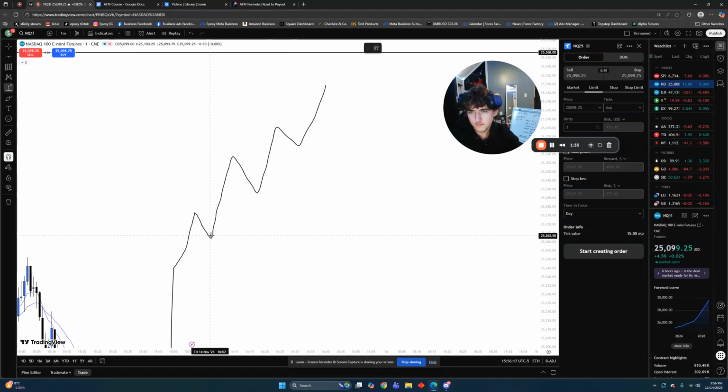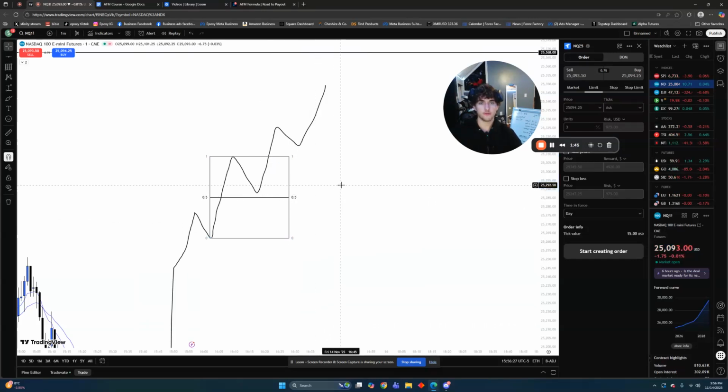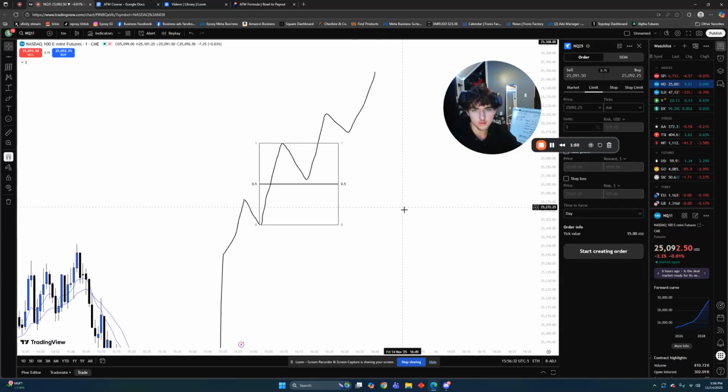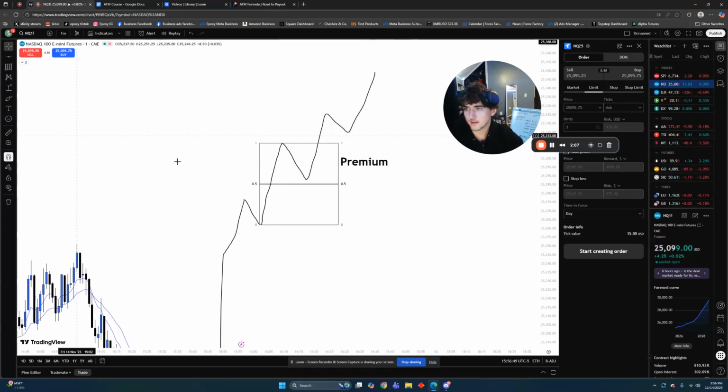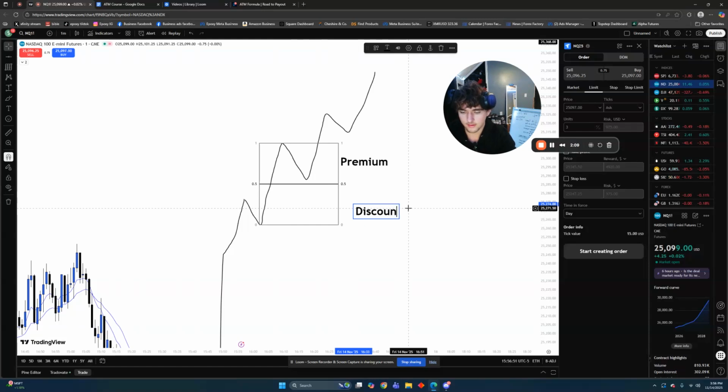Equilibrium is the range from the low of that one move to the high. So the equilibrium right here is from this low to this high. Anything in this range right up here is a premium price. I'll write that out. Premium. And anything down here is going to be discounted.